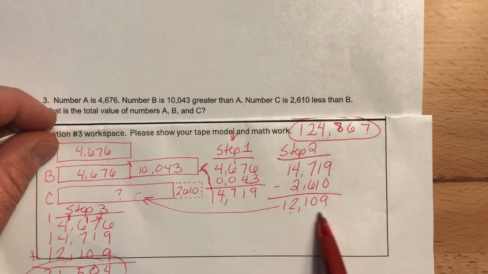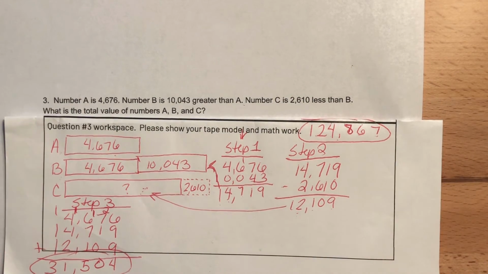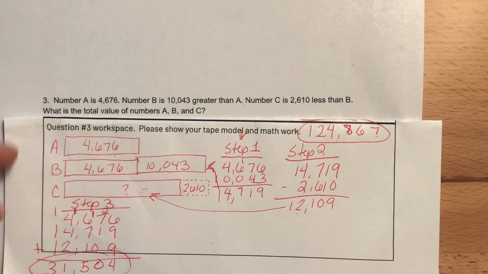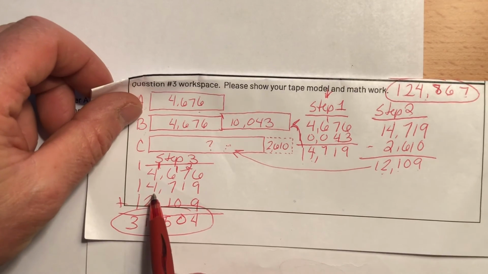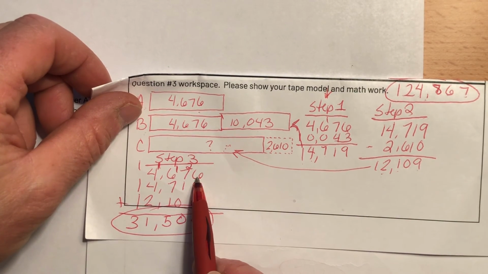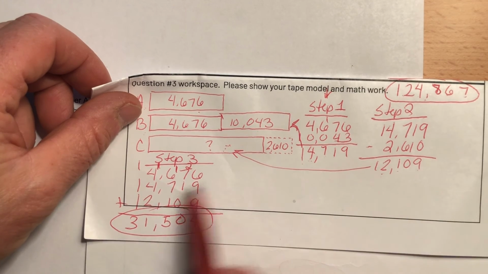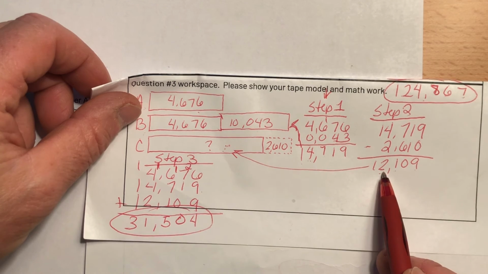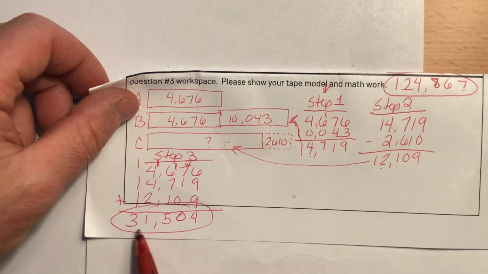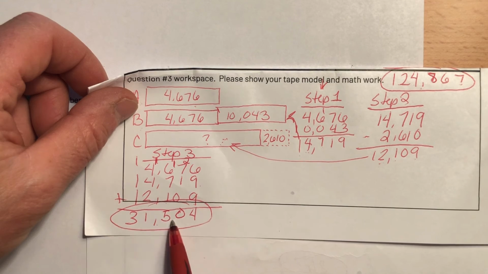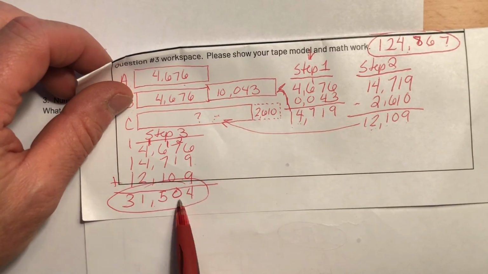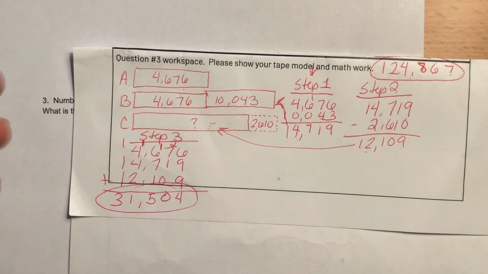It's 12,109. Now here's my third step. I need to add all the numbers up. A, B, and C. So A is 4,676. B was 14,719. And C is 12,109. Add all those up, I get 31,504. So the total value of numbers A, B, and C is 31,504. Okay? A lot of you did great on this, all right?